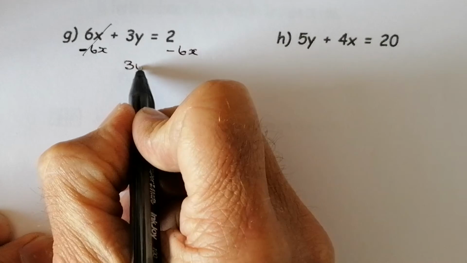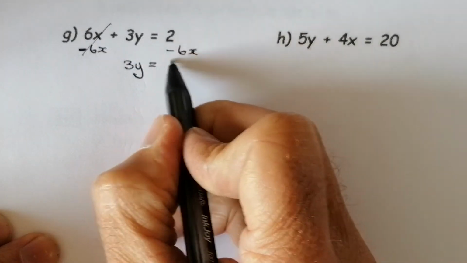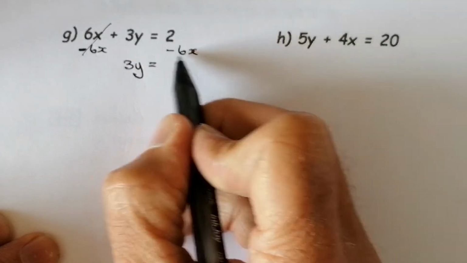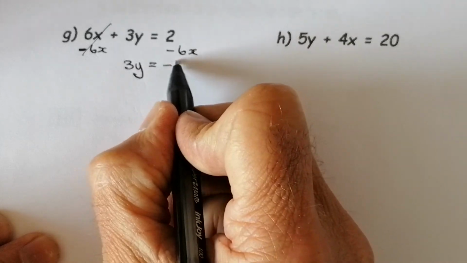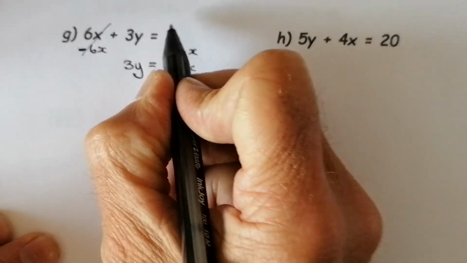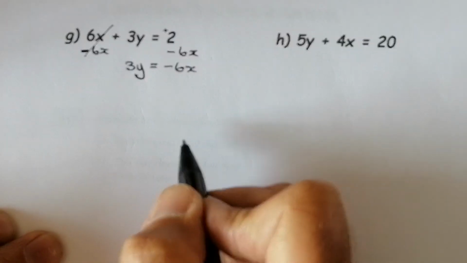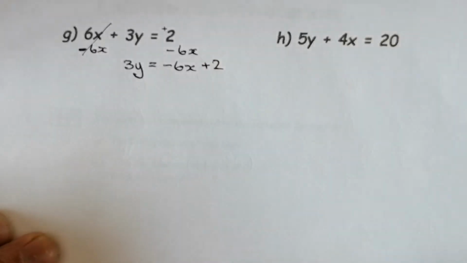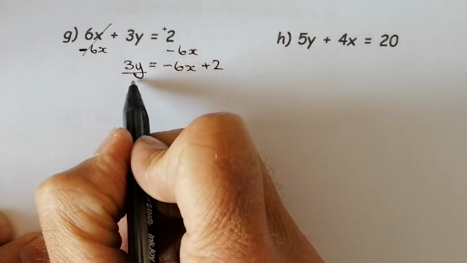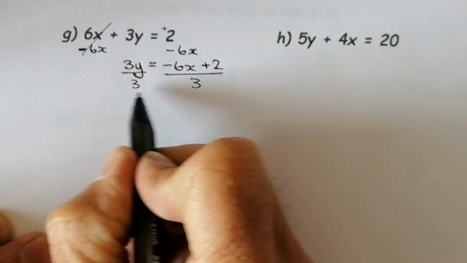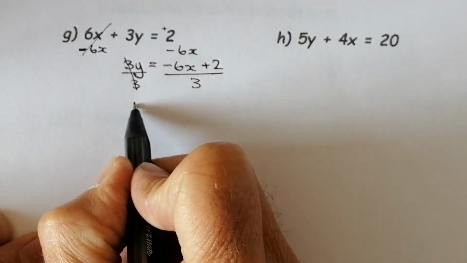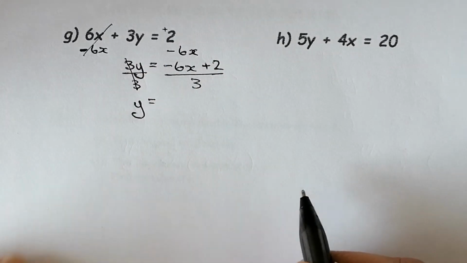So what I've got left is 3y is equal to, I'm going to write the x part that's associated here with the -6, so that'll be -6x, and there I've got a 2, and remember that's a positive 2 that's sitting there, so plus 2. I'm then going to divide both sides by 3 to get y on its own, so that would leave me with y is equal to.